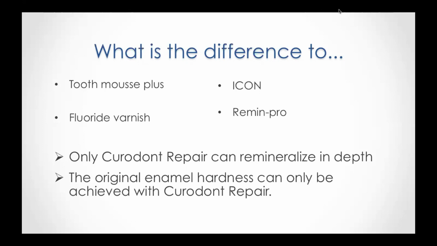The infiltration with Icon works in a way that the superior layer of the enamel is etched away and a resin is infiltrated into the defect. The handling can be, if it's interproximal, a bit demanding, but the biggest difference is that the caries lesion is filled with a resin. It's not regenerated, as we do with the Curodont Repair. So the original enamel hardness can only be achieved with the Curodont Repair.